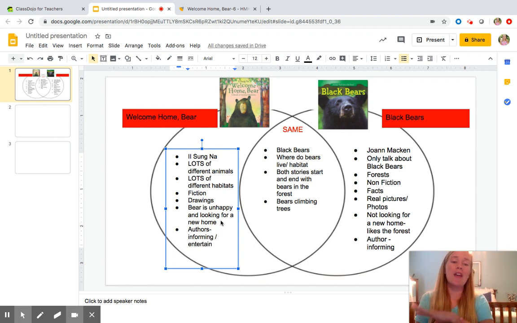We have come up with a lot of ways that these two books are different and these two books are the same. And I'm sure you have more ideas at home. So, this is an example of how to use a Venn diagram and discuss how two books are alike and different. I know you guys did such a great job on this, and it requires a lot of deep thinking. So, I'm so proud of you for working with me. Great job.